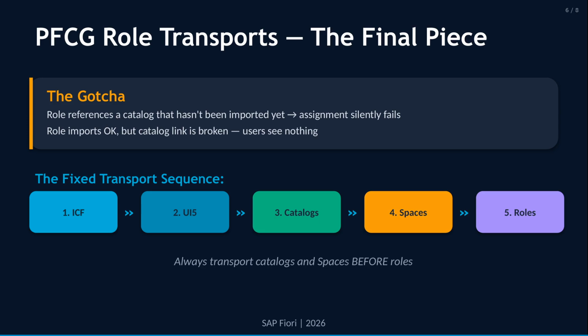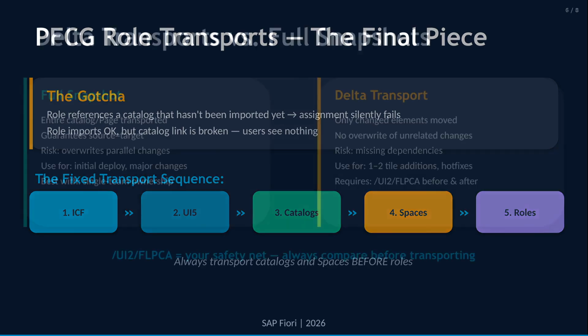The gotcha: if you transport a role that references a catalog and that catalog does not exist in the target system, the assignment silently fails. The role imports successfully, but the catalog link is broken. The fix is simple. Establish a transport sequence. Step 1, ICF services. Step 2, UI5 apps via CTS Plus. Step 3, catalogs, groups, and target mappings. Step 4, spaces and pages. Step 5, PFCG roles. Follow this order every time.